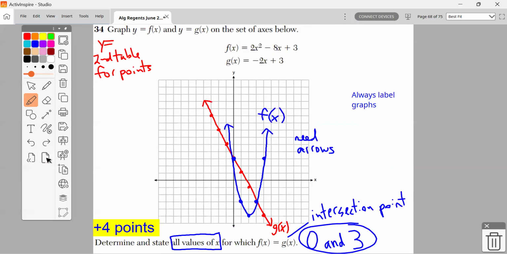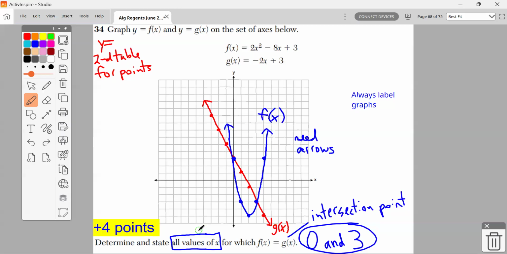In question number 34, graph y equals f of x and y equals g of x. Here's your two equations. We want to graph them and then determine and state all the values for which they're equal. Well, we have a quadratic and a line. All right, type it into your y equals, hit second and table for your points. Make sure that you have arrows on the ends and make sure that you labeled your graph. Now, I labeled my graph not by writing the equation, but writing f of x and g of x. You could do it either way.